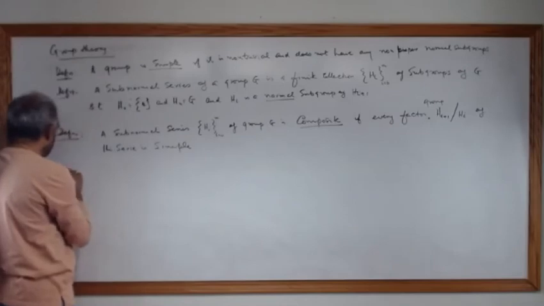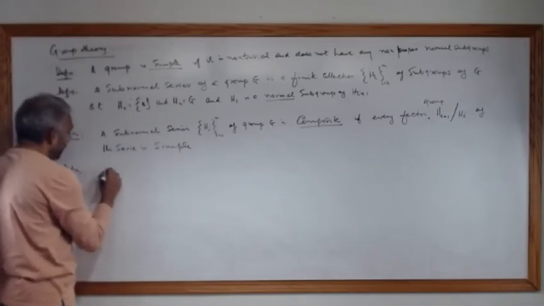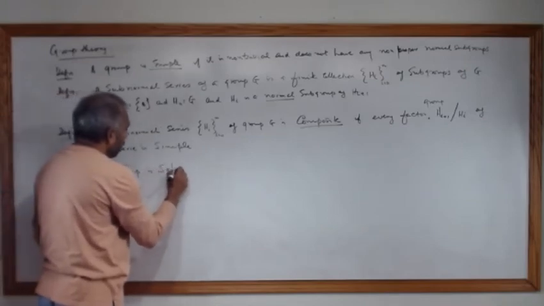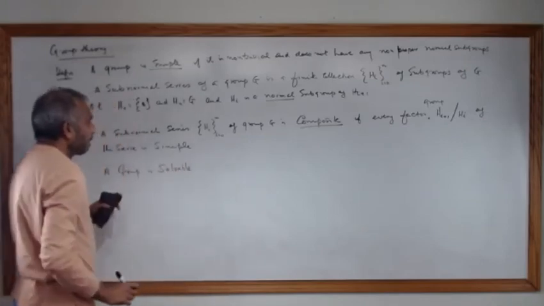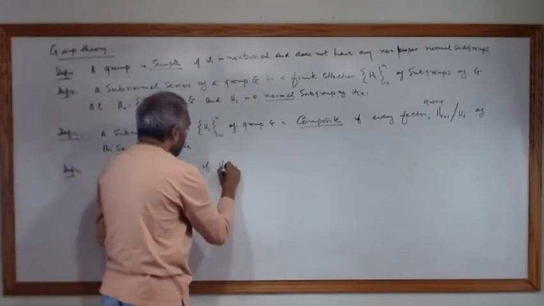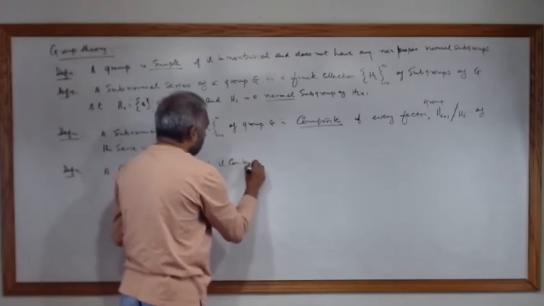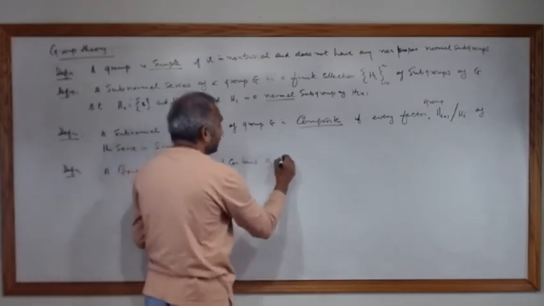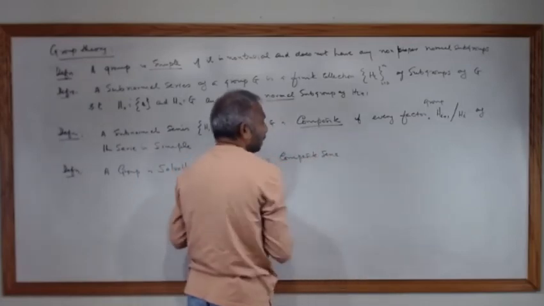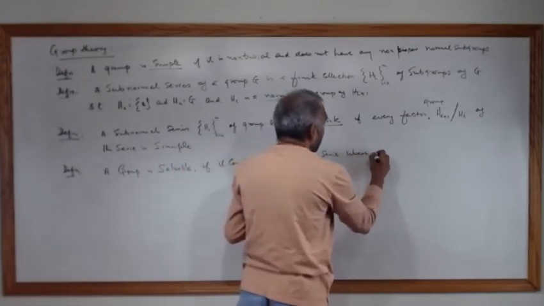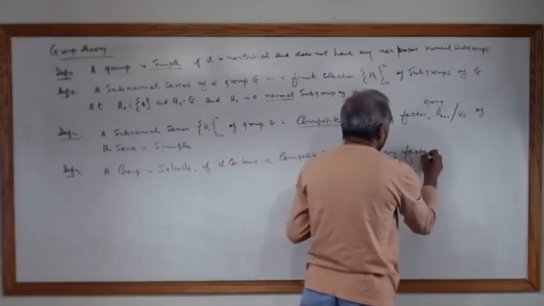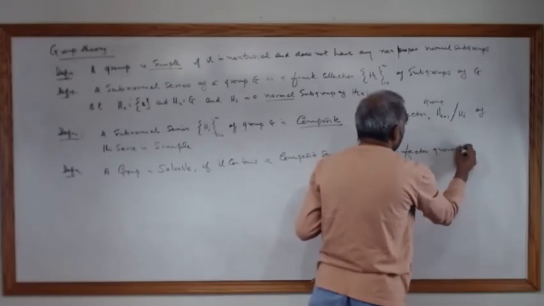Now, the next definition is a group is solvable if it contains a composite series where every factor group is abelian.